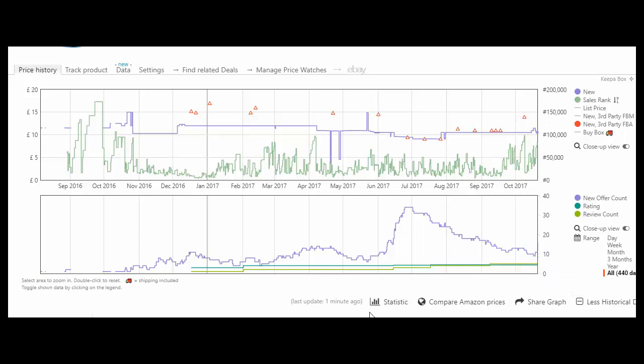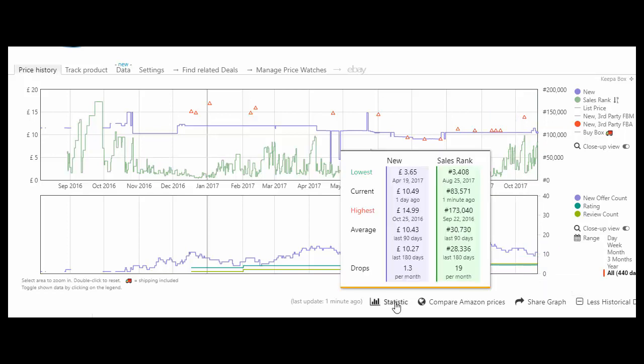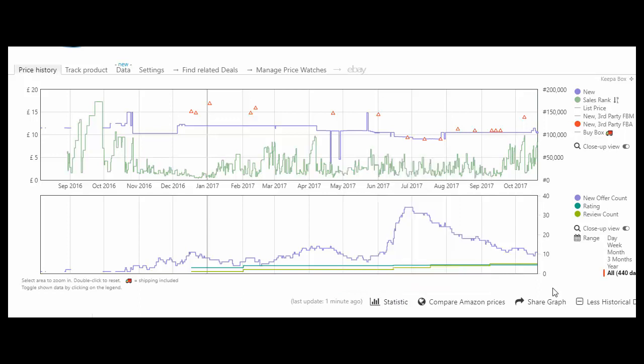As we can see here on the statistics page, if we hover over this section, you can see over the last 180 days, the average rank is 28,336. This is the toys and games category, so that's a pretty solid rank. And if we look over a more recent period of 90 days, again, it says 30,730, which means there's some good regular sales over that period of time. So we already know this is a good, relatively strong selling item.